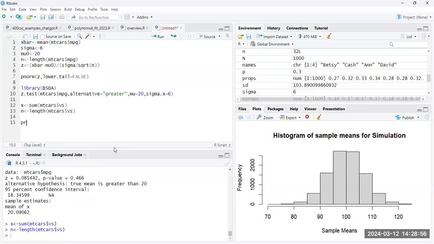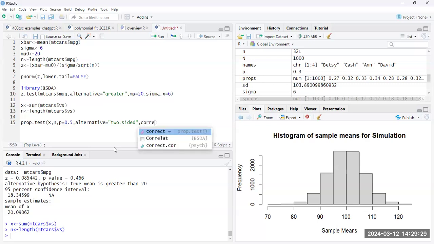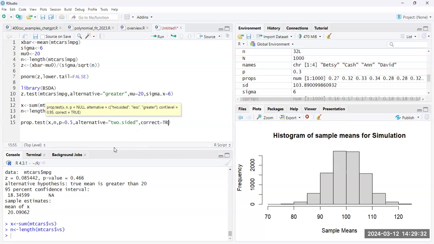And then my prop test, I'm going to specify the number of successes, the number of total samples, and the probability that I want to test my hypothesis against. In this case, I'm going to see if this is different than 50%. So the alternative is equal to two-sided. And if I want to use the correction factor, I can say correct equals true.